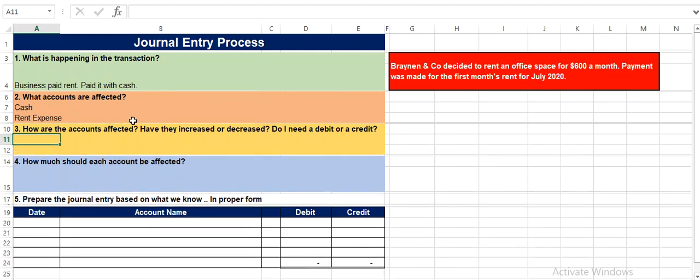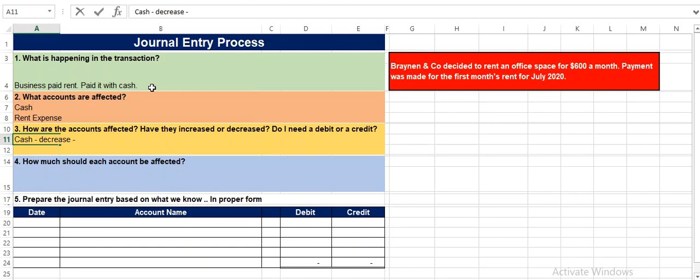So the question comes, how are the accounts affected? Are they increased or are they decreased? Do I need a debit or do I need a credit? Let's start with the first account, which was cash. How is cash affected when we pay rent? Well, we're spending money, so we're no longer going to have that $600 to spend. That means the value of the cash I have after making a payment is going to decrease. So cash is going to decrease.